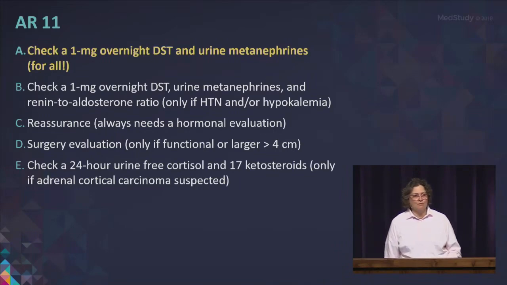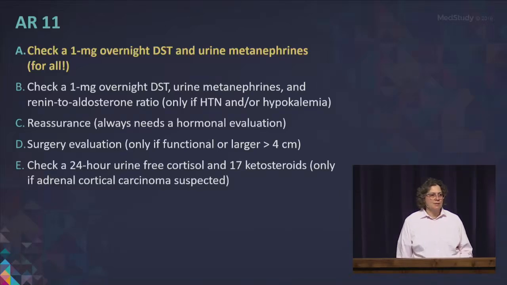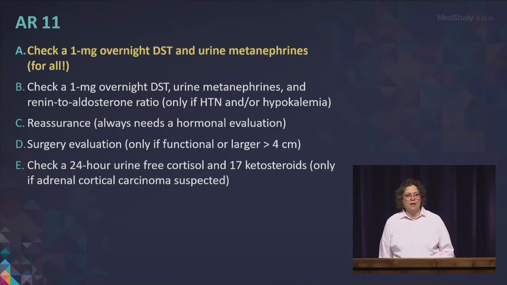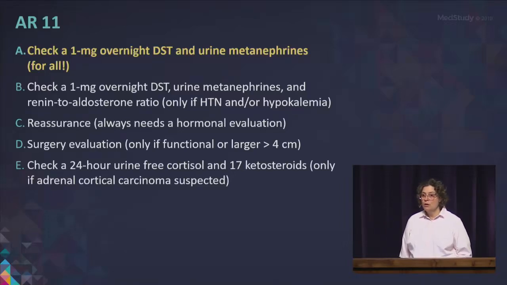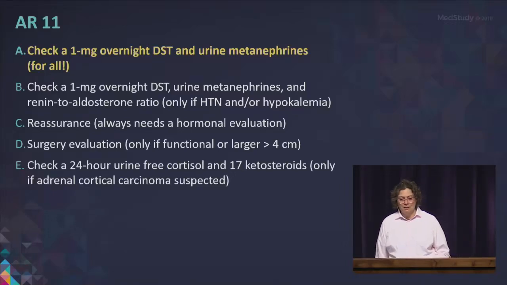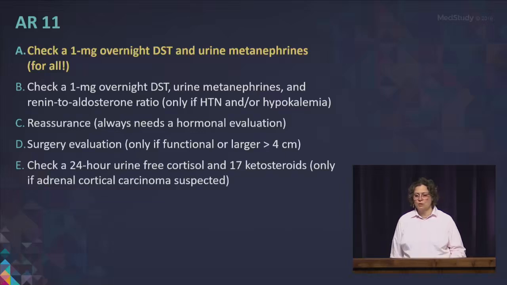Everybody gets ruled out for cortisol excess as well as for FEO. Cortisol excess is the most common, FEO is the scariest. You only need to add on aldosterone excess evaluation in the context of hypertension or unexplained hypokalemia. Reassurance is never the right answer until you are assured that they have a normal hormonal evaluation. The hormonal evaluation happens yearly for a few years. Surgery only happens if it's functional or it's large.